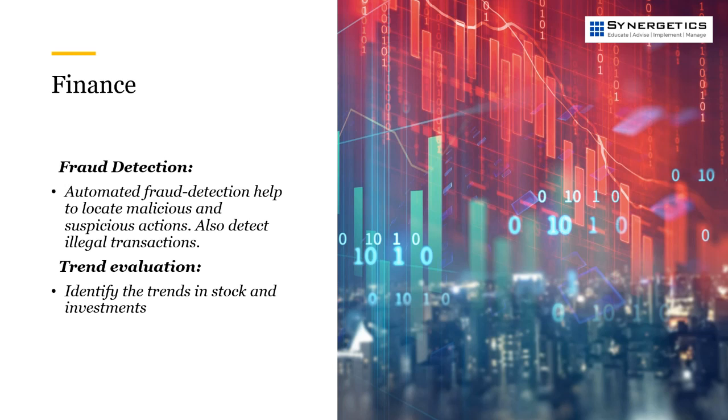We use this in the finance domain also, for fraud detection. Automated fraud detection helps to locate malicious and suspicious actions, and also detect illegal transactions. So using AI, we can detect fraudulent transactions and fraudulent activities and take precautions. Trend evaluation: identify the trend in stocks and investments. As we have already discussed, lots of applications and services are available nowadays that can provide suggestions on stocks and investments.